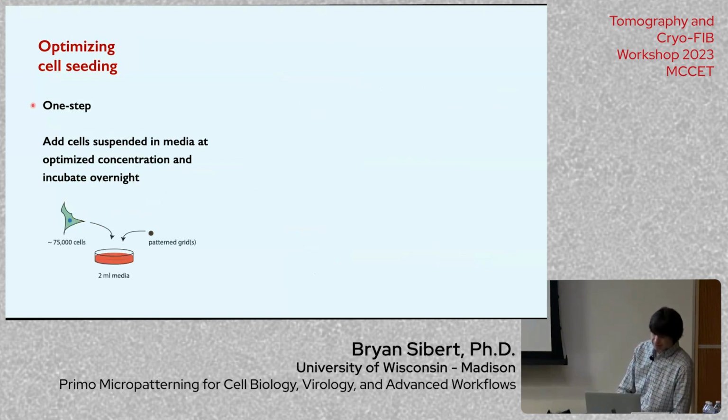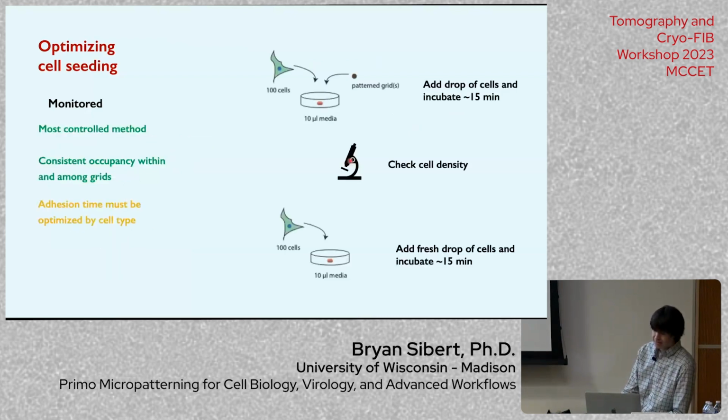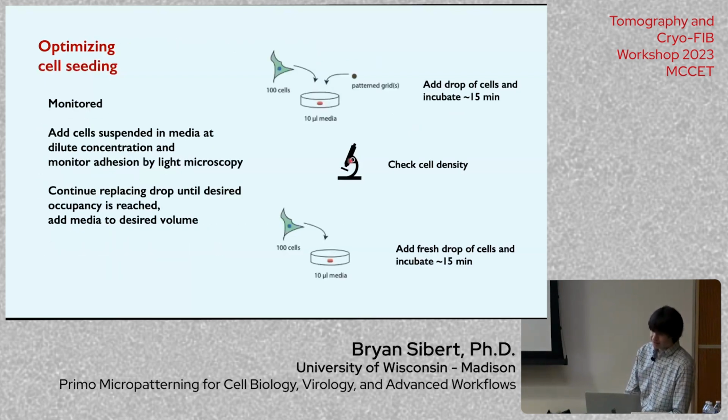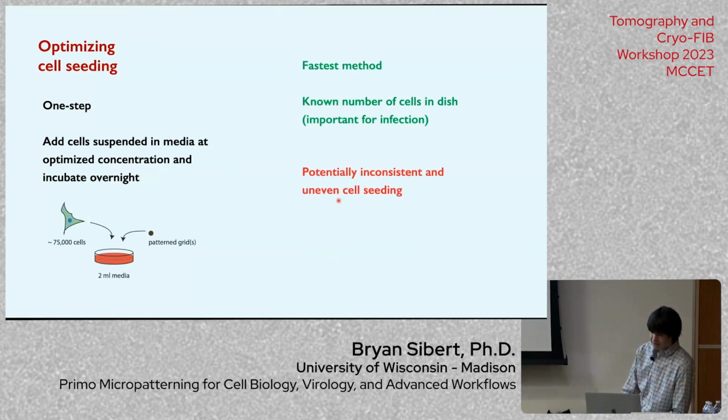But we also have good success with just seeding cells normally. You add your full cell suspension in media, add your grid to the dish, and let it incubate overnight. This is fast. For virus infection, it also gives you a total number of cells in the dish, so you can calculate an MOI. If you use the first method, it's really hard to know, and I think MOI is not so meaningful. But this does give you potentially less consistent cell seeding.